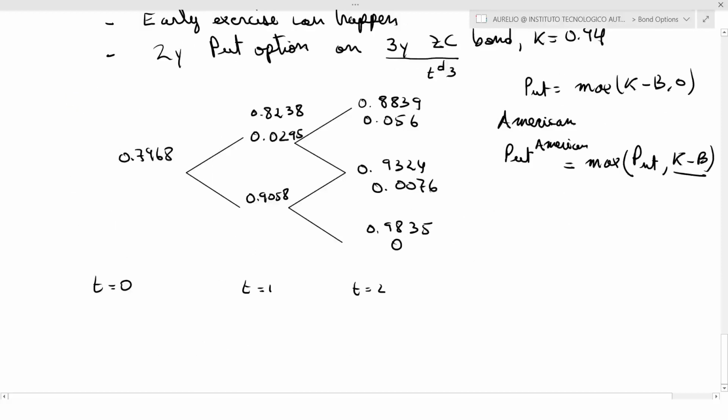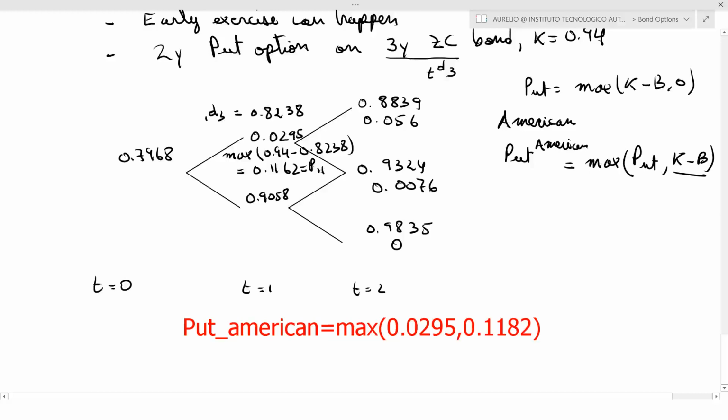Now, what would happen if I exercise this option here? If I exercise the option here, I'm going to get the maximum between 0.94 minus 0.8238, which is the price of the 3-year bond in that scenario. So this is the 1D3, and this gives me 0.1162. So this is going to be my price here.